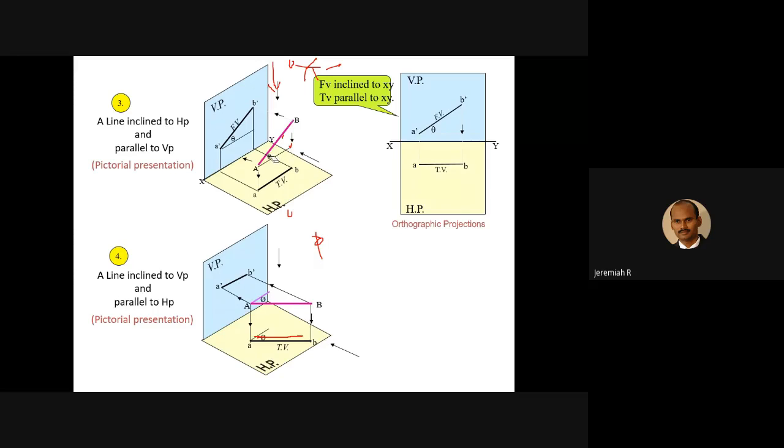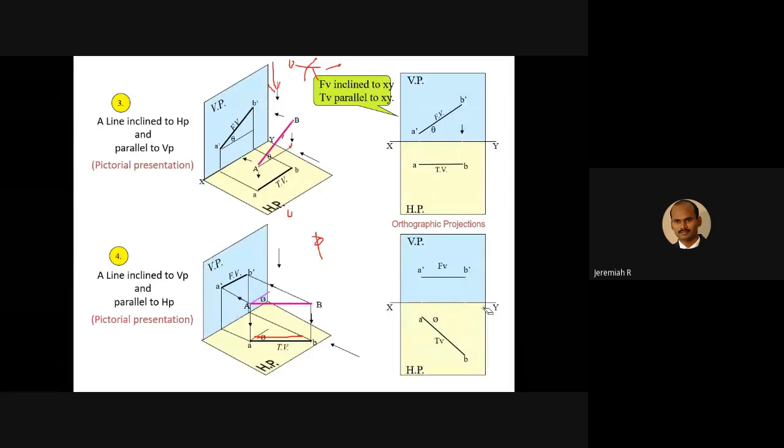So you have to remember one more thing. Inclined to HP, you use the notation theta. Inclined to VP, you use the notation phi. So in the front you will get A dash B dash, and in the top you will get an inclined line with the angle phi. What is the rule you have to follow? The horizontal plane you have to rotate clockwise by 90 degrees. So in the front you will get a straight line, but a reduced length of line.